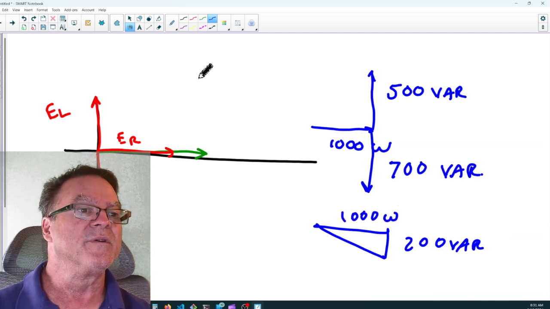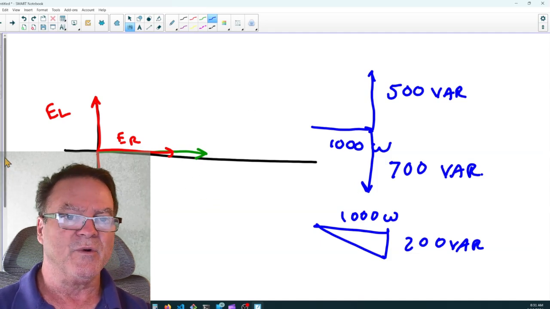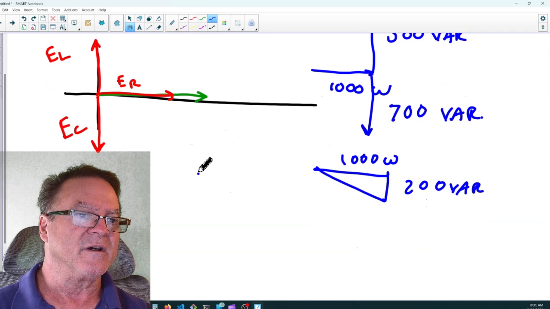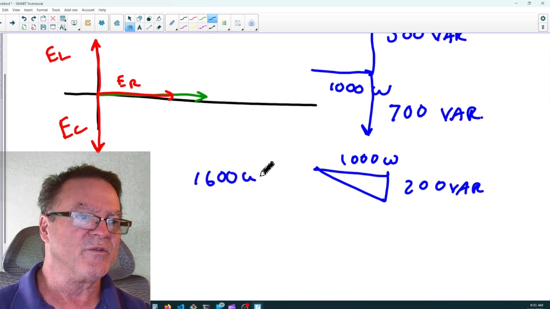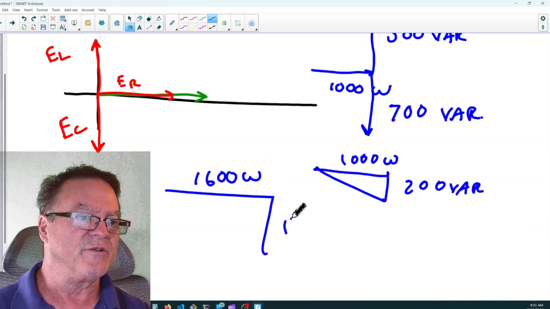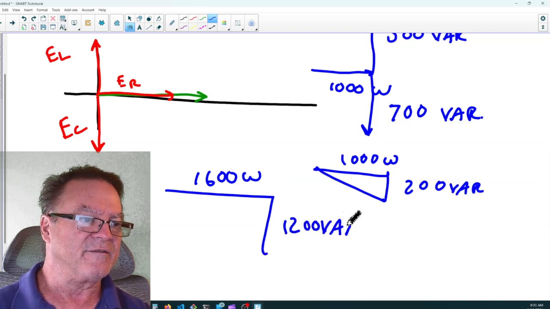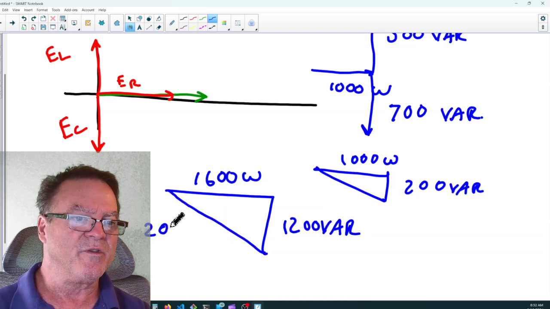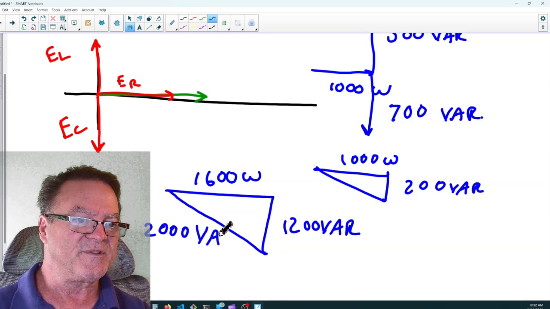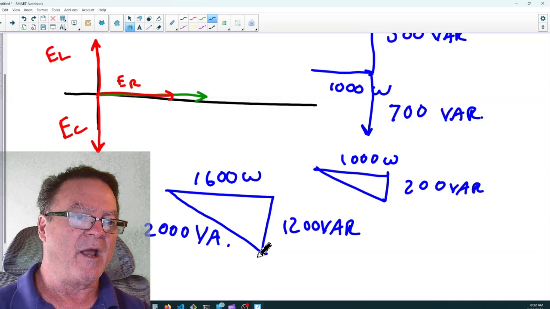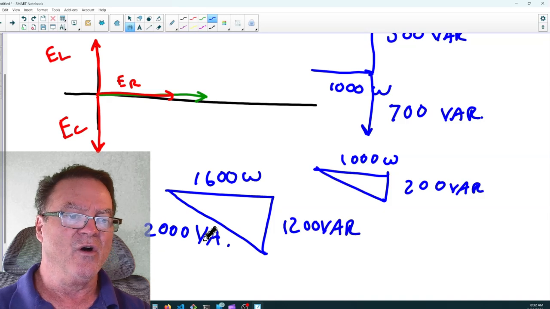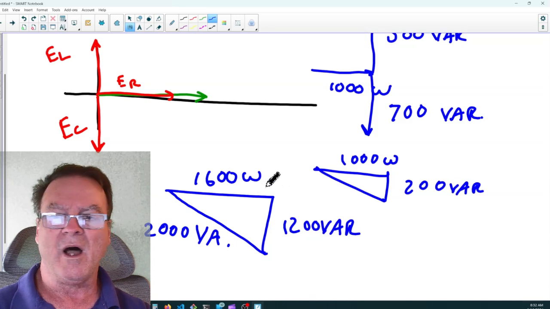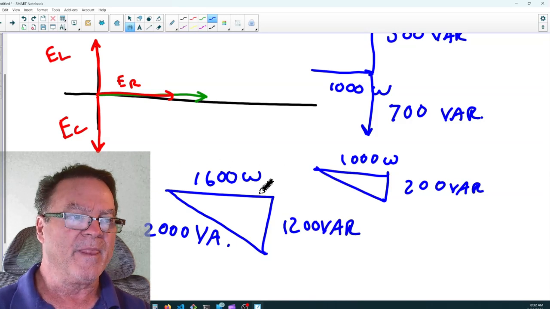If I had picked good numbers, I would have tried to make it 1,600 watts and 1,200 volt-amps reactive, and we would find that our hypotenuse would be 2,000 volt-amps. That's the apparent power. The hypotenuse is the apparent power. It appears that we're using 2,000 volt-amps. We're actually only using 1,600 watts. So that's enough for now.